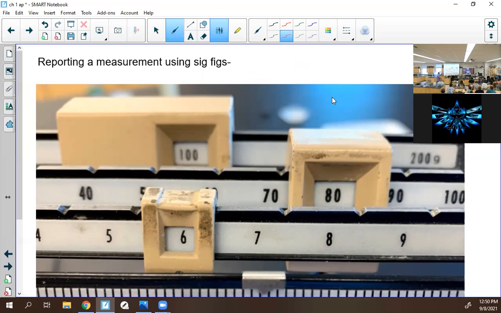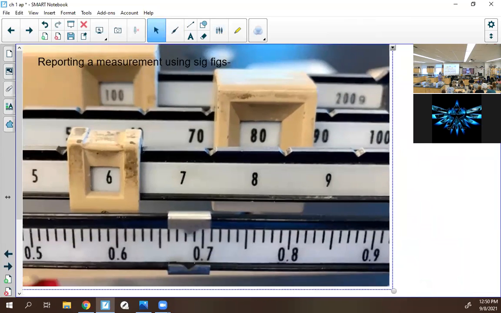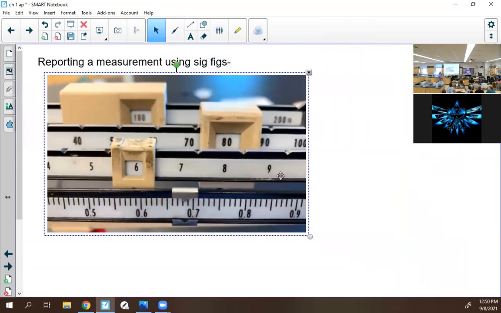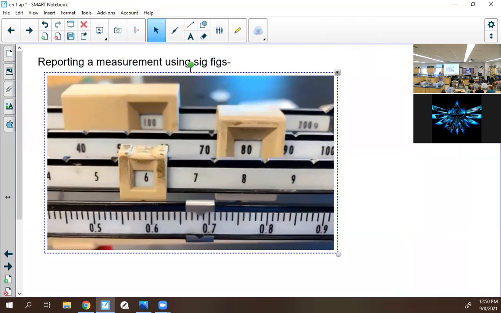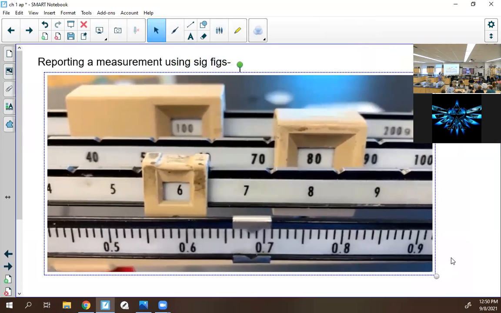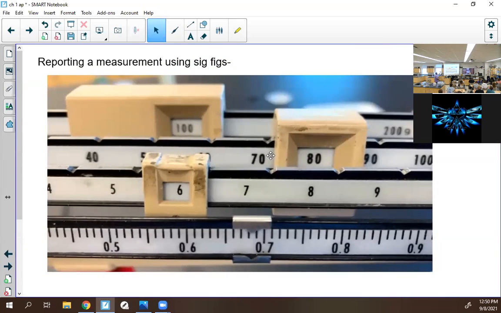So looking through here, we have, oh, this is huge, hold on. That's too small. Got Goldilocks right here. Okay. So we have a picture. This is a picture of one of these. It's a quadruple beam balance, and it's just showing you where the things are pointing. When we look at these measurements, we report what we see by listing everything we know and then a final digit that we estimate.